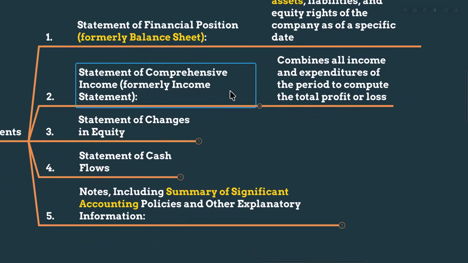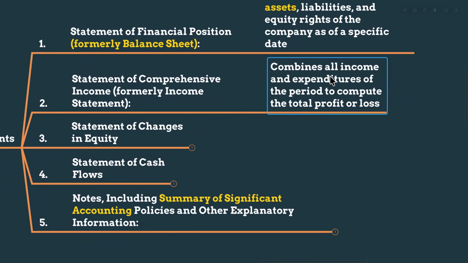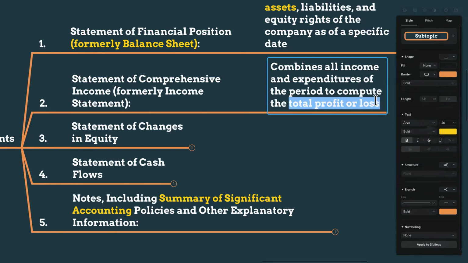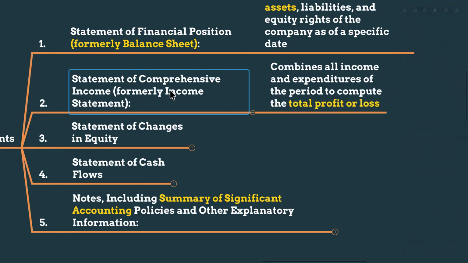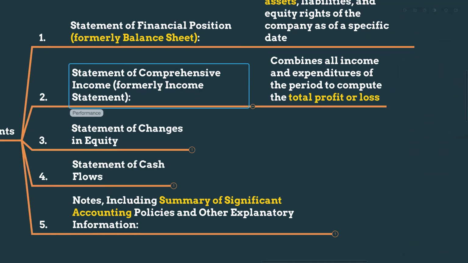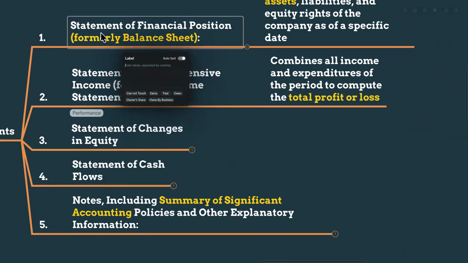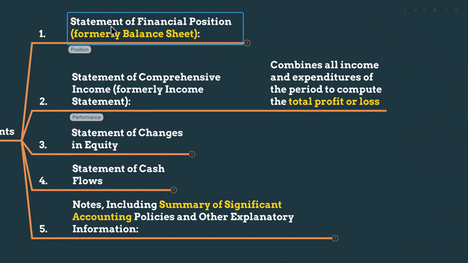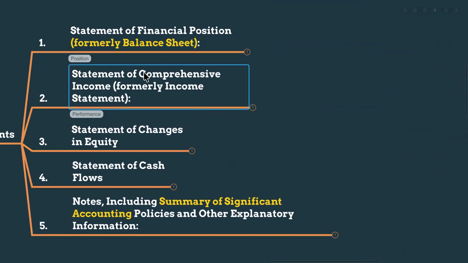And the statement of comprehensive income, the formal income statement, combines all income and expenditure for the period to compute the total profit or loss. You are going to calculate the total profit or loss by preparing the statement of comprehensive income. It will tell you about your financial performance. The balance sheet, or financial position, talks about the financial position, and the comprehensive income talks about the financial performance of a company.